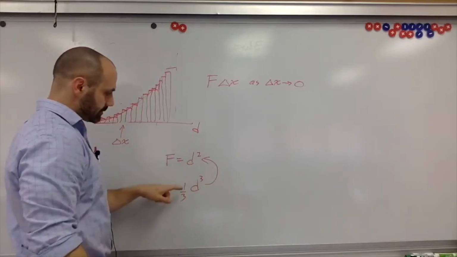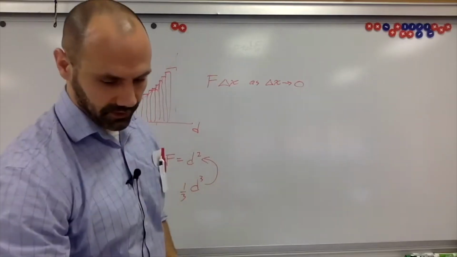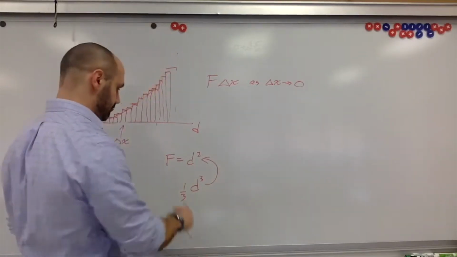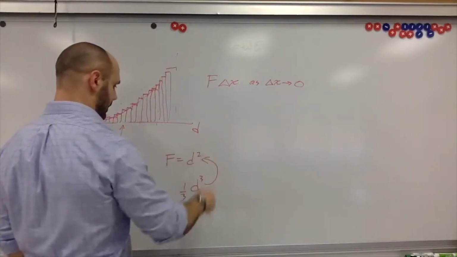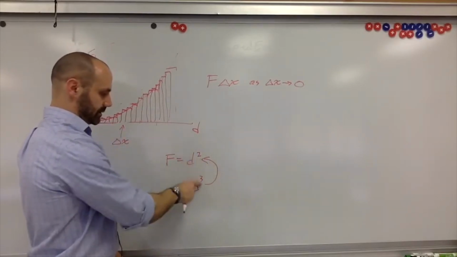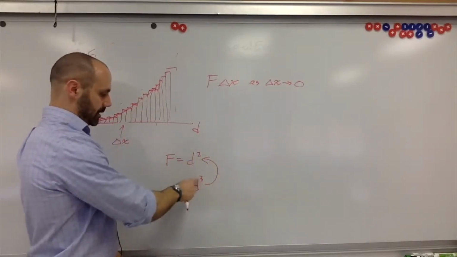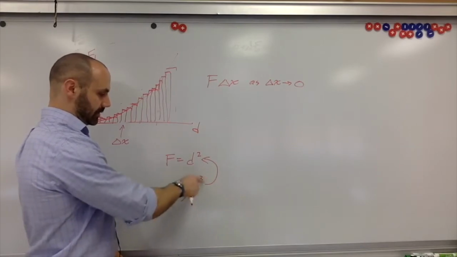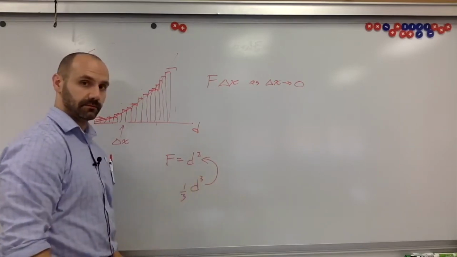Okay. So for monomials, if f of x is in this kind of form, d squared, then what I'm doing is I'm adding 1 to this exponent, which you can see there, and I'm dividing by whatever this new exponent is. Okay?